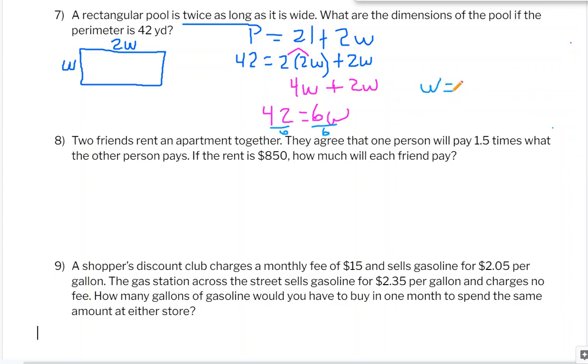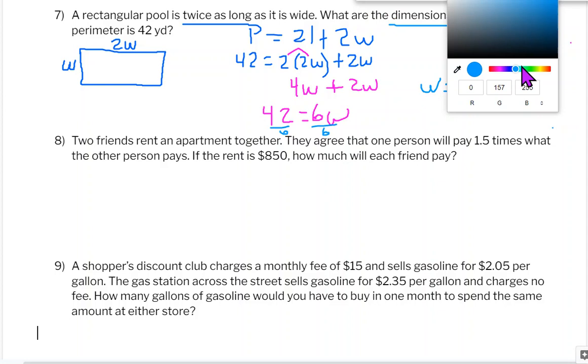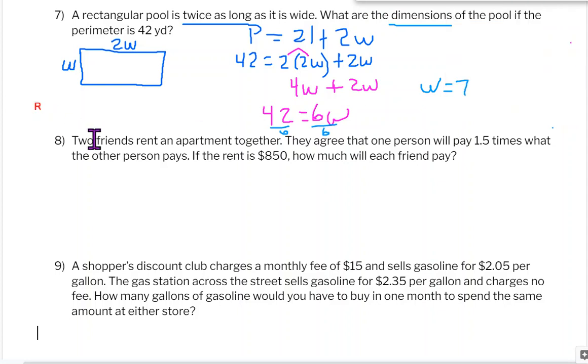So W equals 7. So it asks, what are the dimensions? So the dimensions means it needs the length and the width, right? It needs the length and the width. So we know the width is 7 yards. I got yards because it told me 42 yards was the total perimeter, right? So I know my width is 7 yards.